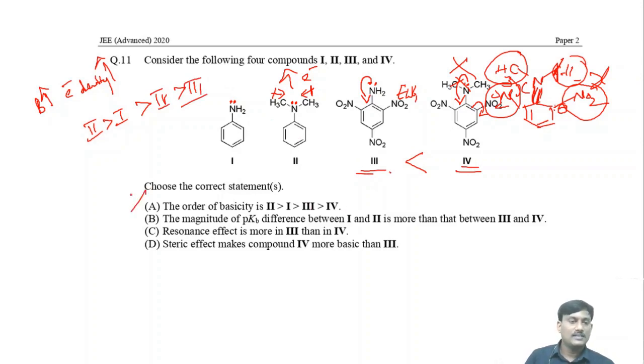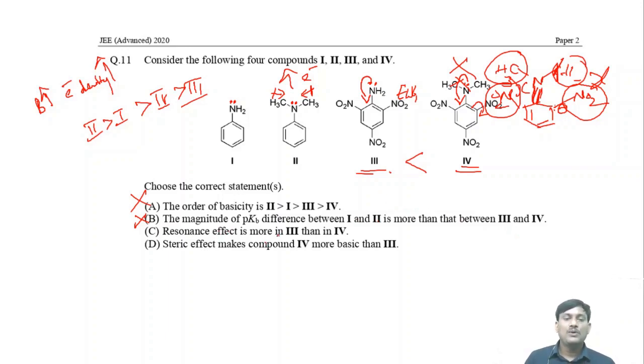So this order is incorrect. The magnitude of pKb difference between 1 and 2 is more than between 3 and 4. Here there is a little difference between 1 and 2, but there is a huge difference between 3 and 4. What is the reason? In the case of 2, there is a participation of lone pair of electrons in the delocalization, but in the case of 4, there is no participation of lone pair of electrons due to steric factors. So this one is incorrect. Actually the 3 and 4 difference is greater than the 1 and 2 difference in case of pKb values.